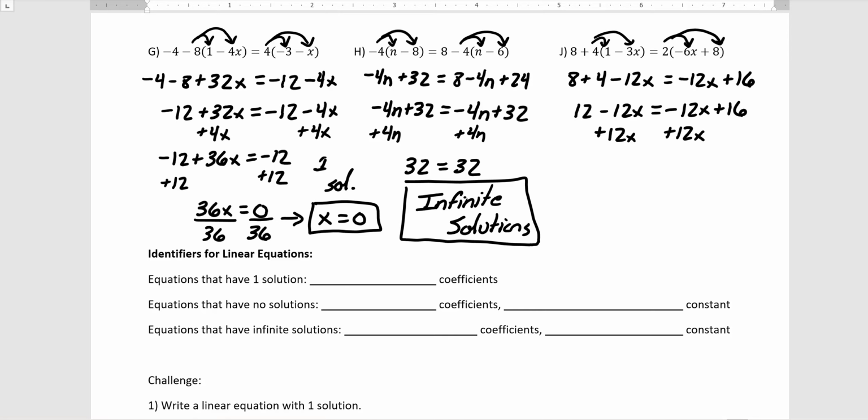Oh, look what's going to happen here. -12x plus 12x will be 0. So I'll have 12 plus 0 equals, this side's undone, so I'm left with just 16 here. Well, 12 equals 16. No, it doesn't. Notice we don't have any variables. This is not a true statement, so that means that this one is indeed no solutions.